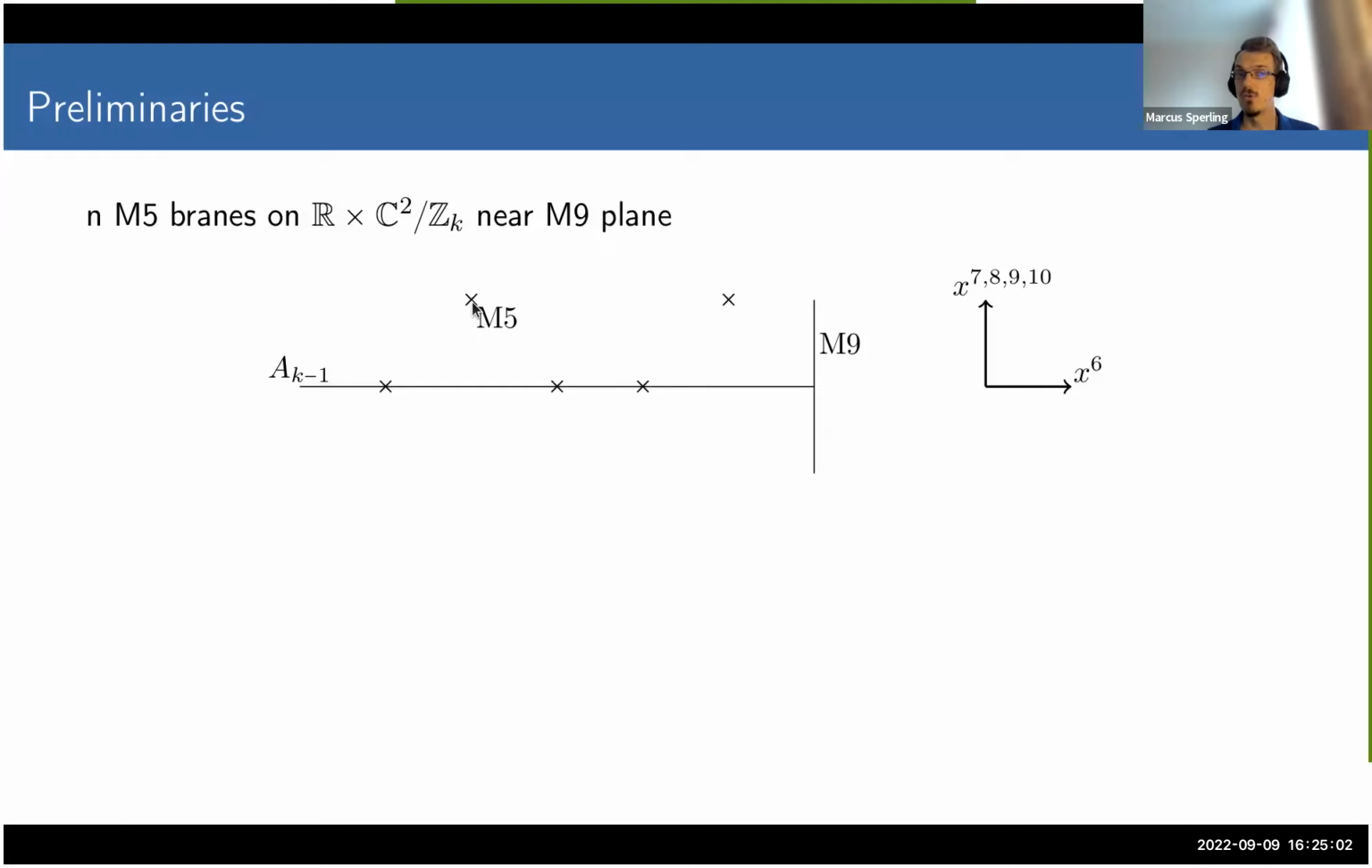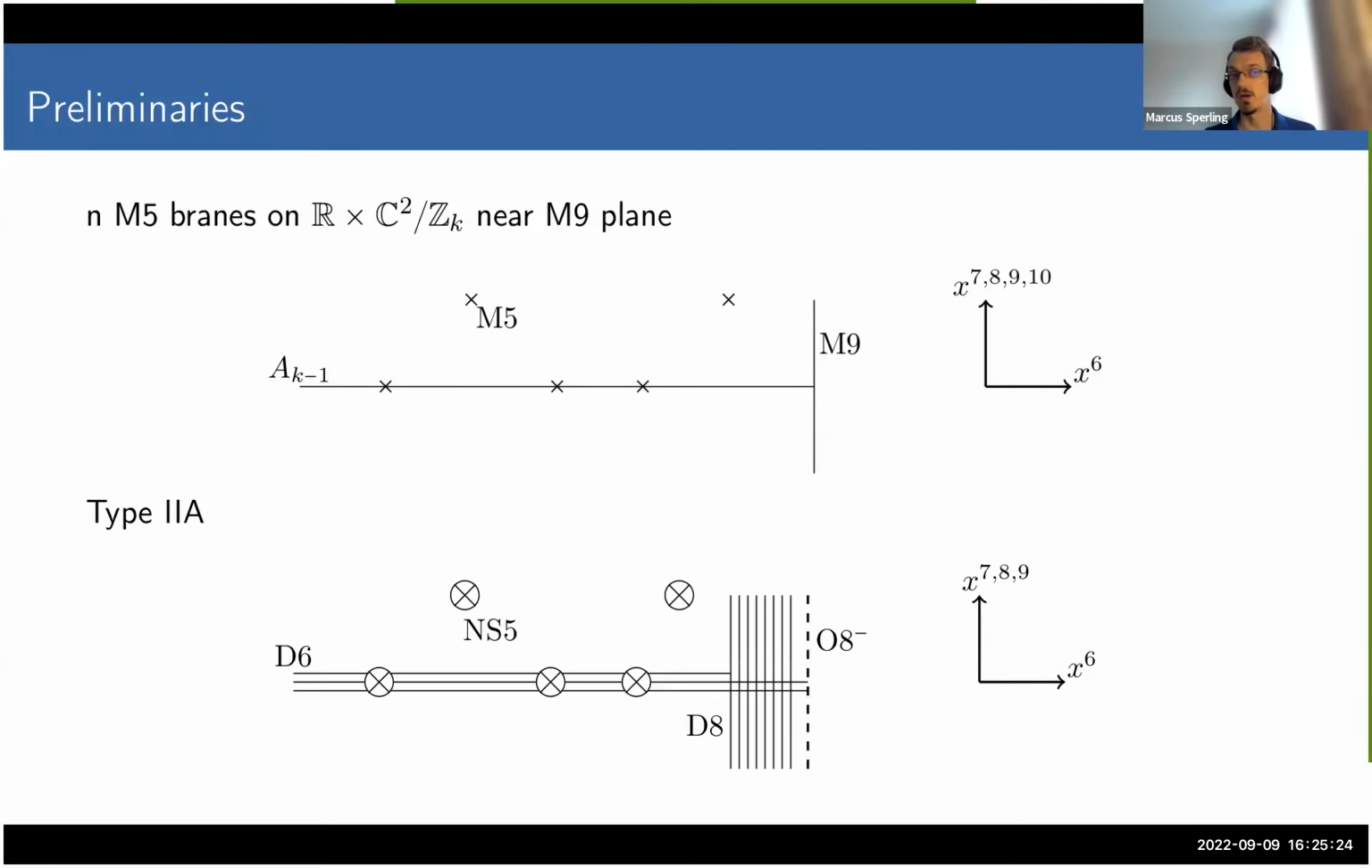Now, as you can see from these M5 branes, I can put the M5 branes in various places, right? So I can put them on the singularity, I can put them away from the singularity, I can put them on the M9, away from the M9, I can put them coincident, I can put them separate. And all of these different choices of where to put the M5 define different phases of the 6D theory. And we want to study the corresponding Higgs branches.